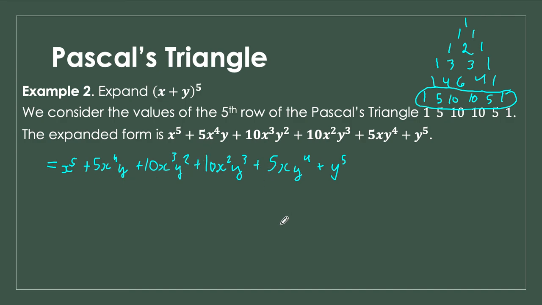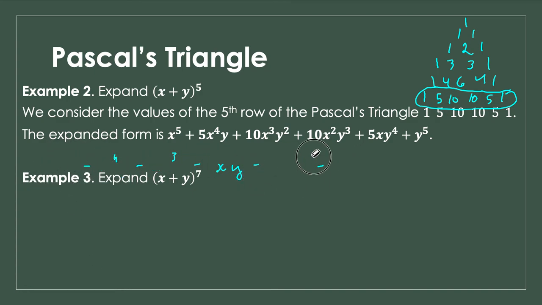It's the same. How about this one? Say we are told to expand x plus y raised to 7. This is quite challenging in itself, but let's have it. So we need the seventh row of Pascal's triangle. So how will we do that?